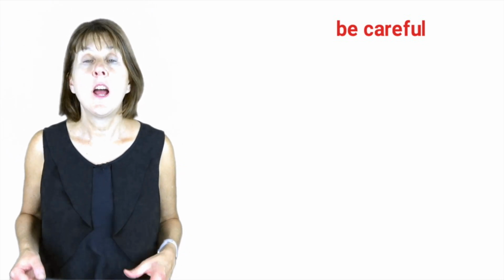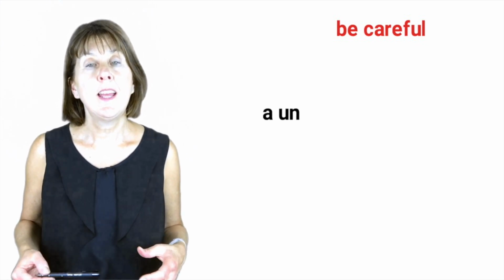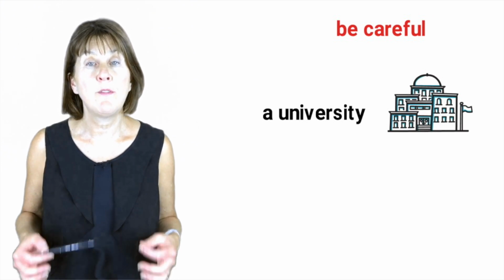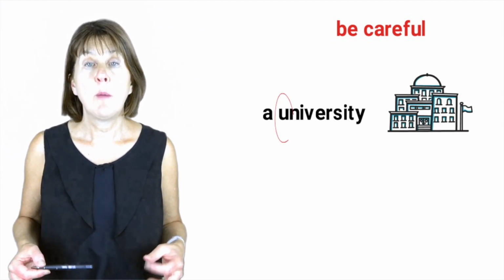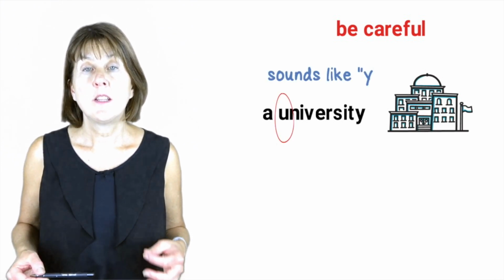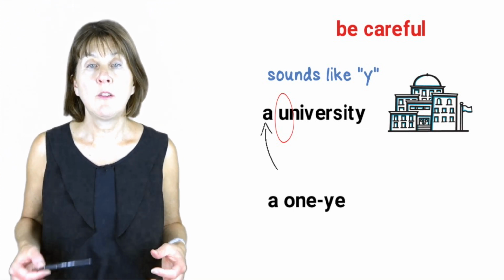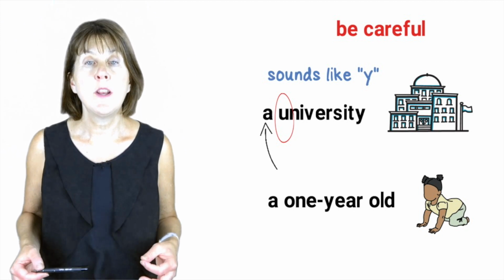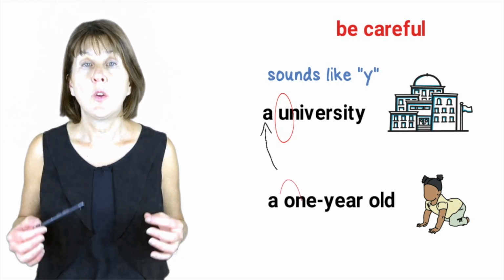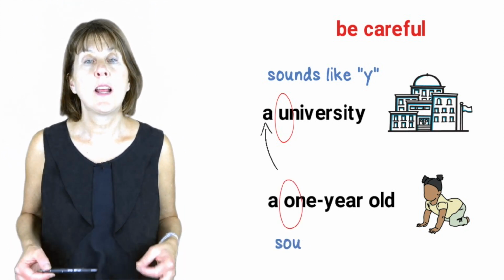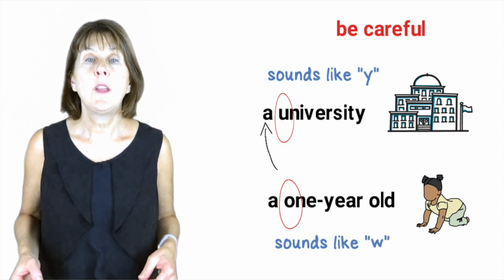For instance, a university. Here, university is written with a vowel, u, but the sound is y, so we use a. Or a 1-year-old child. Here, one is written with a vowel, o, but has the sound w, so we use a.